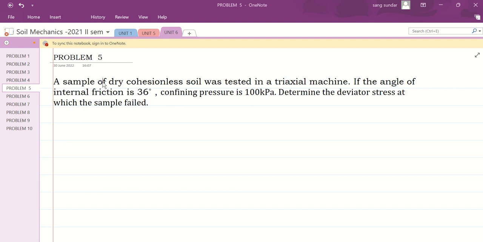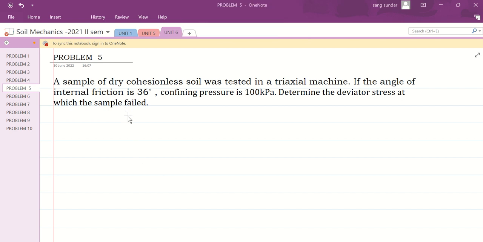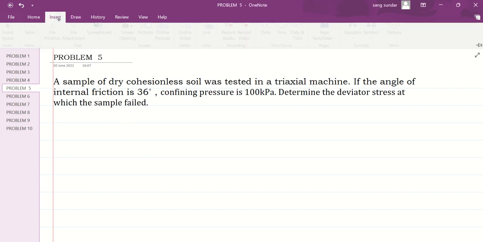A sample of dry cohesionless soil was tested in a triaxial machine. If the angle of internal friction is 36 degrees, confining pressure is 100 kPa. Determine the deviator stress at which the sample has failed. So now the question goes on like this. They are asking you to calculate the deviator stress, right? And let us tabulate the given things.